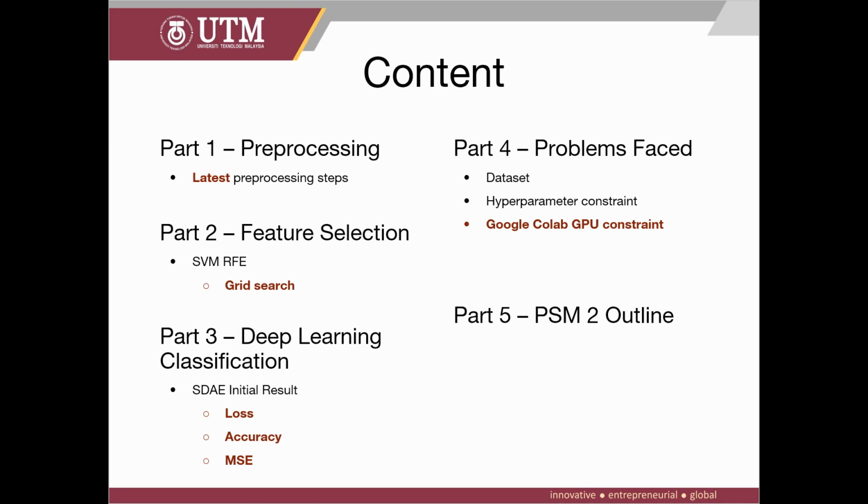So for the SDAE model, I have also updated the latest hyperparameter, but it is still an initial result. So I have collected the loss accuracy and the MSE from the result of the classification. So for part 4, I have also mentioned the problem faced during the implementation of the code. So here I have added a new problem for the Google Colab GPU constraint. So for part 5, I will show the outline for my PSM2 report.